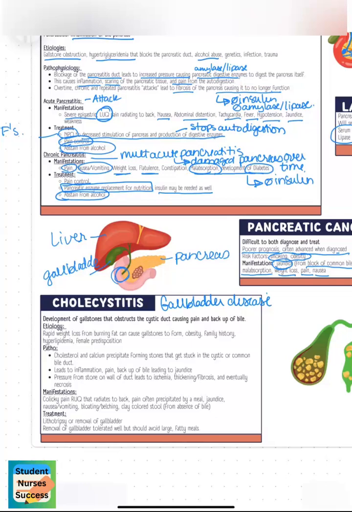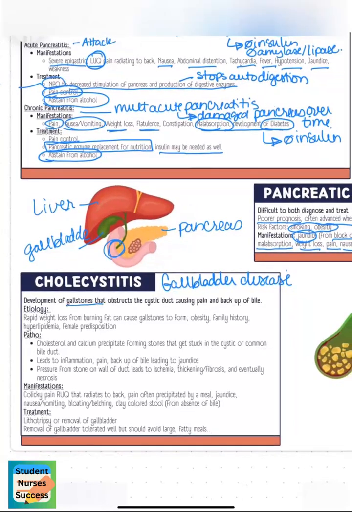So cholecystitis is the development of gallstones, and these gallstones can obstruct the cystic duct. And this right here is your cystic duct, causing pain and a backup of bile into the liver. And in fact, it actually causes post-hepatic jaundice. And if you're not sure what that means, go ahead and circle through our liver video, and we'll talk all about jaundice: hepatic, and post-hepatic jaundice. So if you're not sure what that is, watch our liver video to learn a little bit more about it.